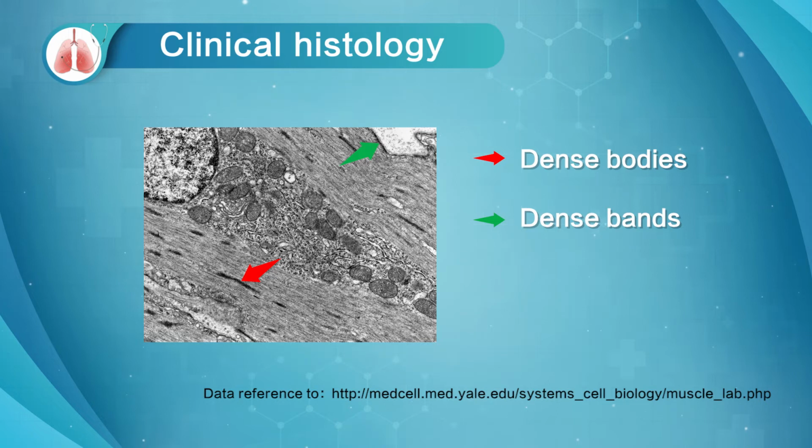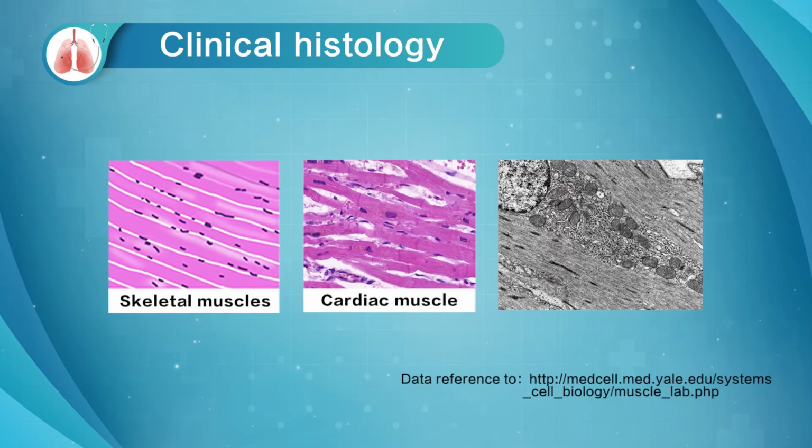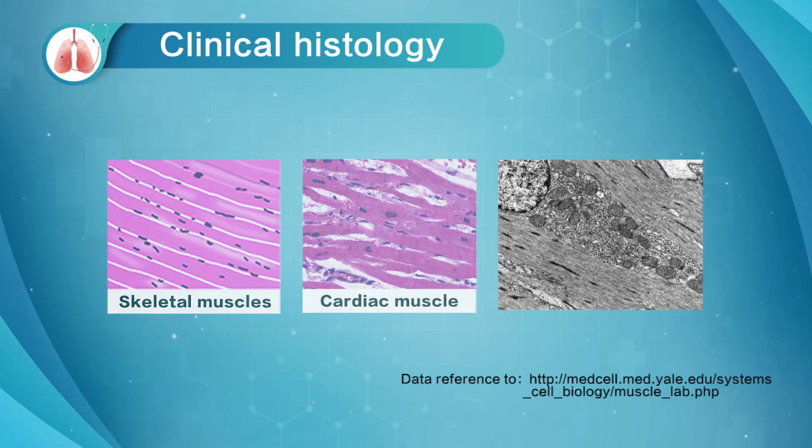Dense bodies and dense bands function in the same way, like the Z-discs in skeletal and cardiac muscles. They provide anchoring spots for thin filaments and other cytoskeleton components, such as intermediate filaments. They transmit the contractile force not only within, but also between cells. In the cytoplasm, there are arrays of filaments, including the thin and thick filaments. They behave similarly to those of skeletal and cardiac muscles, and set the foundation for contraction in smooth muscles.